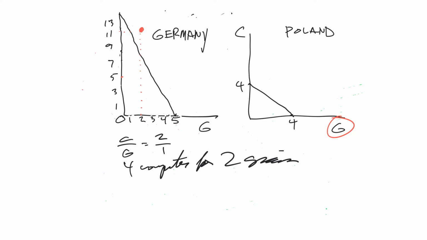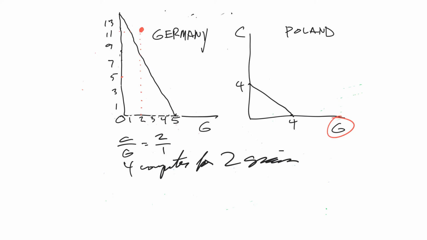And as you can see, it is outside the production possibilities curve. They're going to be consuming outside their curve. These are the gains from trade. You can actually consume beyond what you can produce by specialization and exchange.